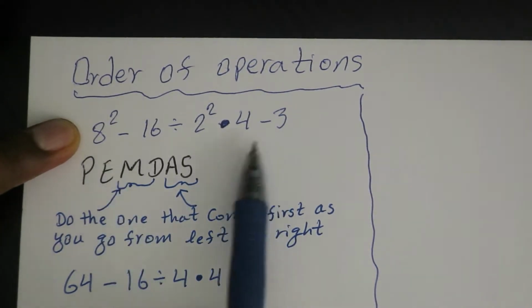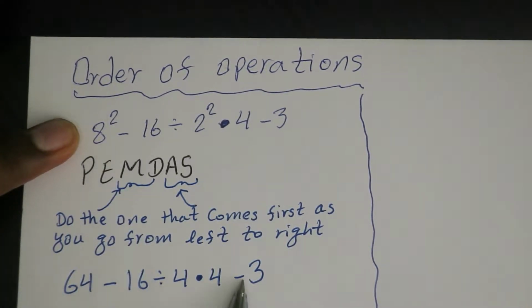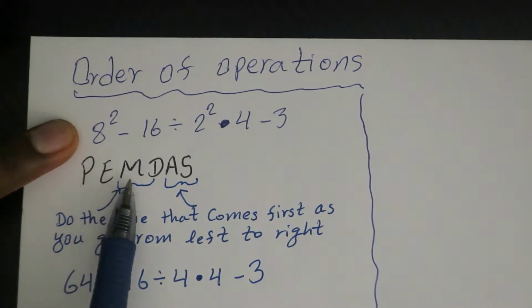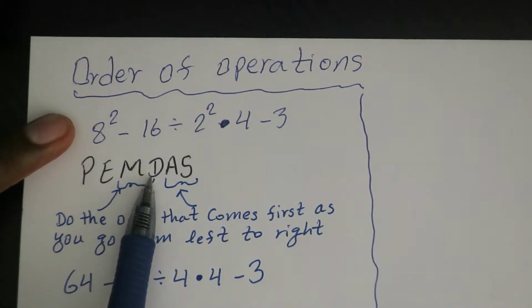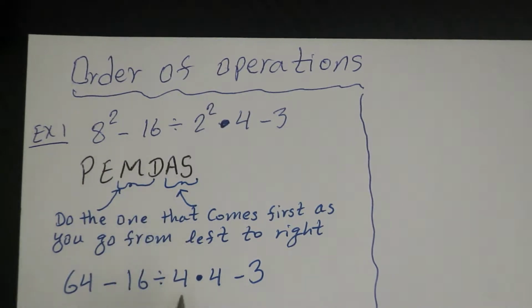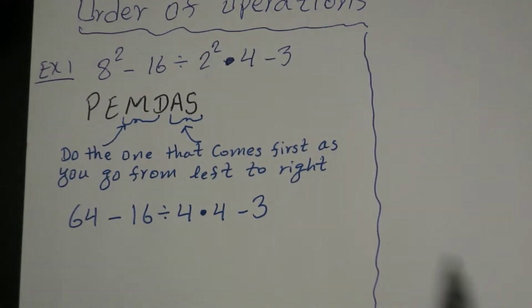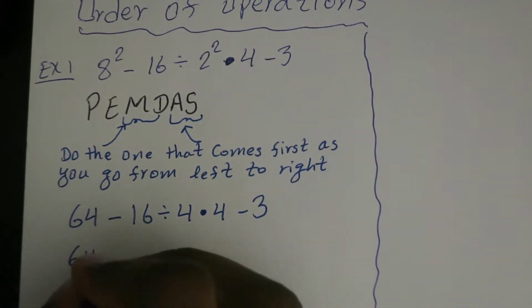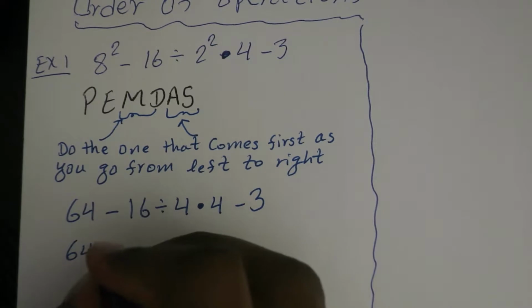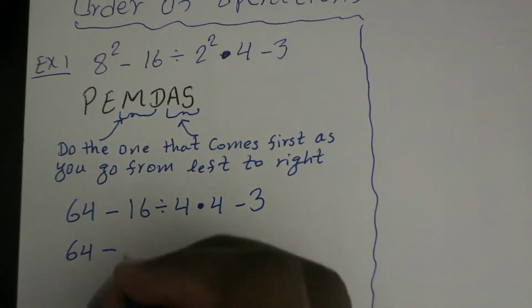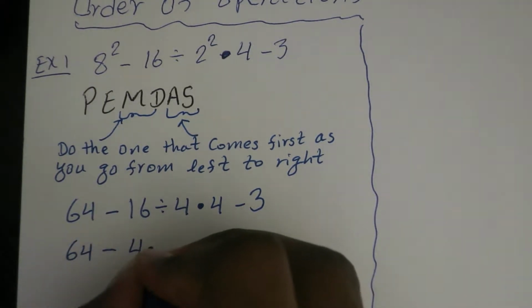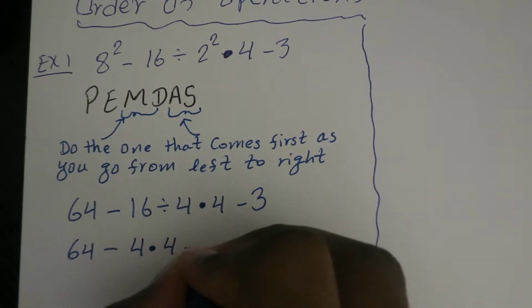Do I have any exponents right here? I don't. Now you go to your multiplication and division. Do I have multiplication and division? I do have multiplication and division here. And because division comes first in the problem, I have to do division first. So that means keep the 64 the same, minus 16 divided by 4 is 4, and then times the number 4 minus 3.